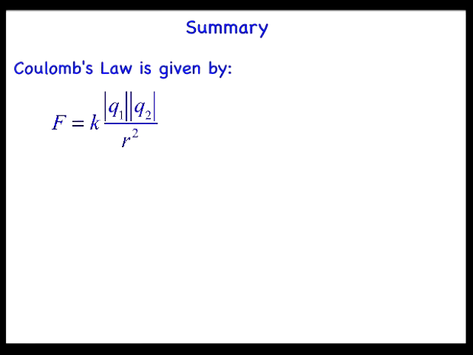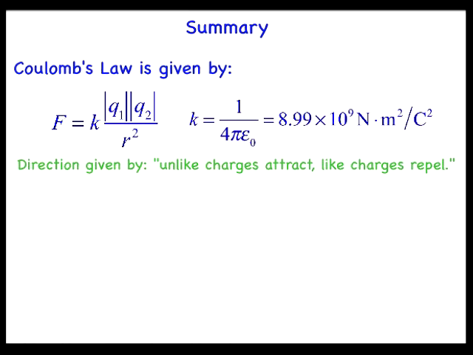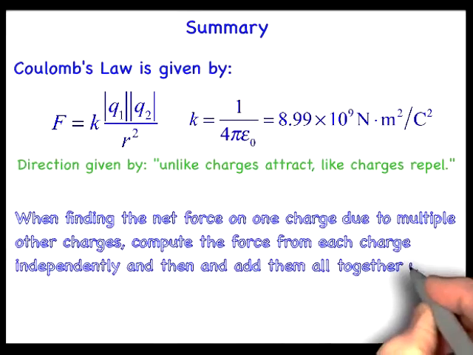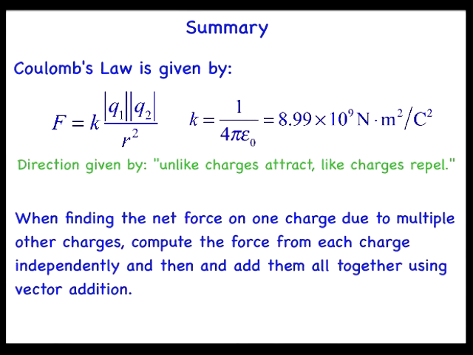In summary, Coulomb's law is given by F equals K Q1 Q2 divided by R squared, where K equals 1 over 4 pi epsilon 0, which equals 8.99 times 10 to the 9th newtons times meter squared divided by Coulomb squared. The direction is given by the rule, unlike charges attract and like charges repel. Finally, when finding the net force on one charge due to multiple other charges, compute the force from each charge independently and then add them all together using vector addition.